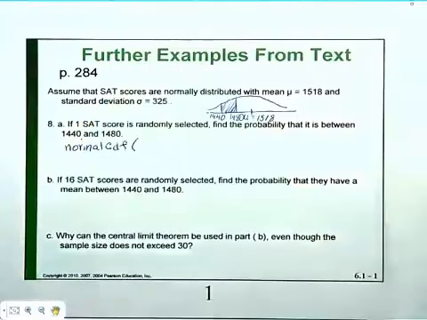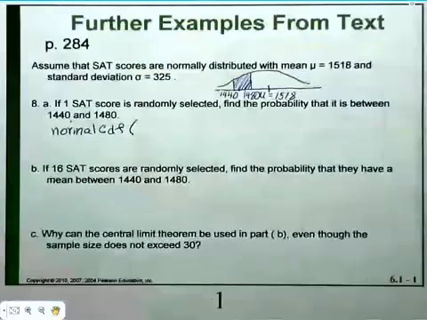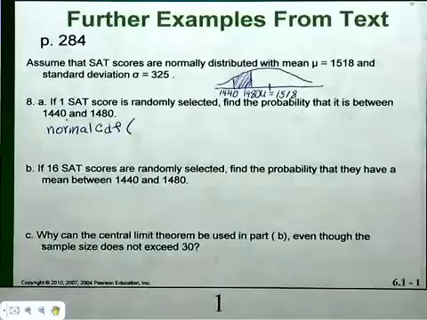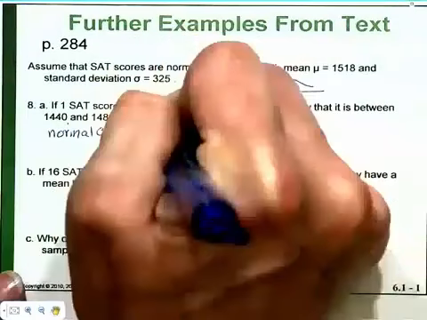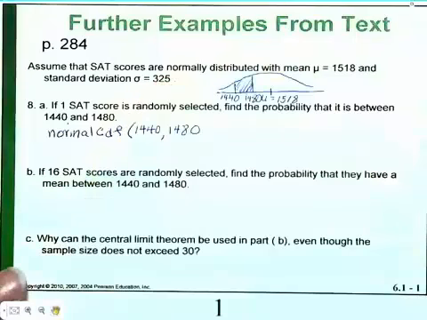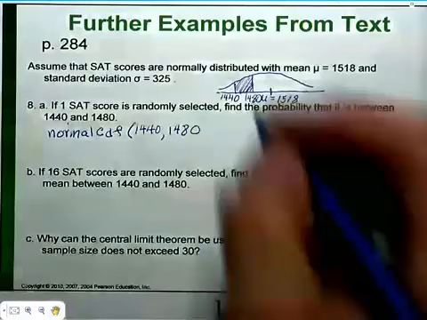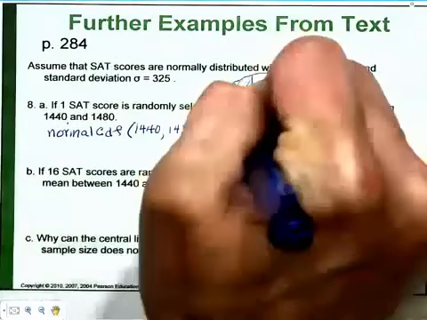And what's the first thing I need to enter? I'm looking for the probability that an individual score lies between what? 1440 and 1480. If I close my parentheses right now, the calculator will assume that the mean SAT score is 0 and the standard deviation is 1. That's not true at all. So I have to follow up with what the mean SAT score is and the standard deviation.